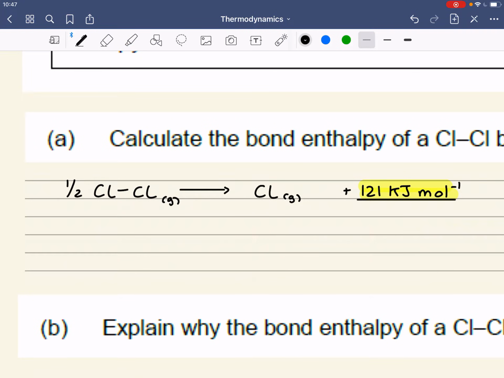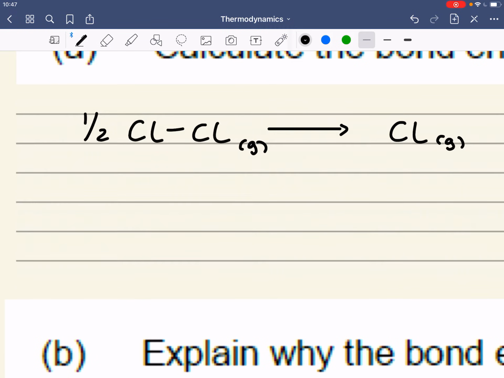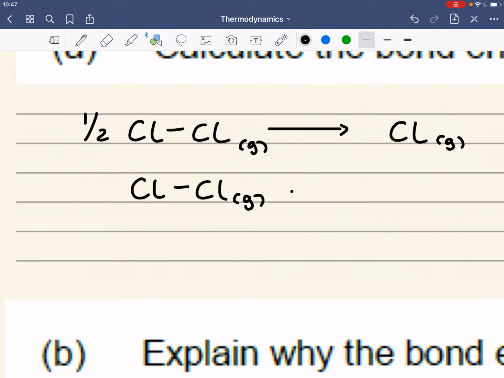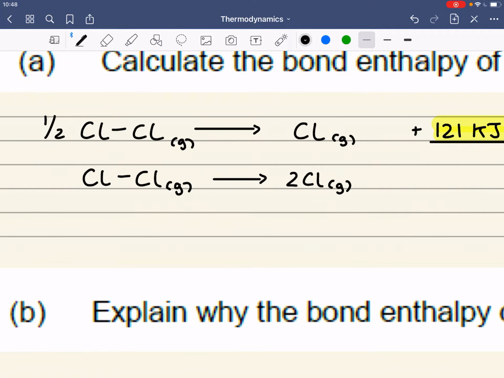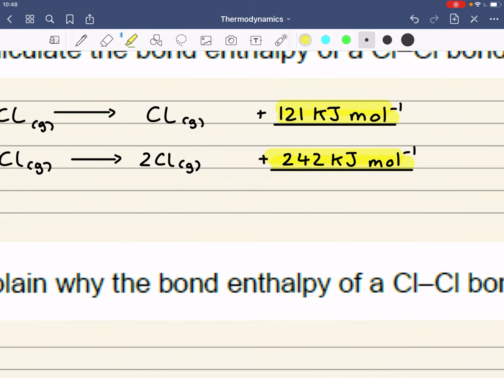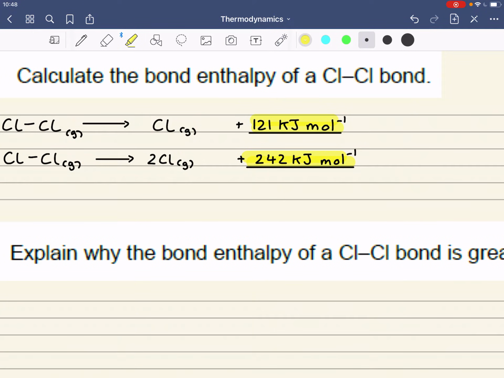But the bond enthalpy is breaking 1 mole of covalent bonds. So here is my bond enthalpy. So in my bond enthalpy, I'm forming 2 moles of chlorine atoms. So my answer is going to be double my atomization enthalpy. So the answer to this is plus 242.